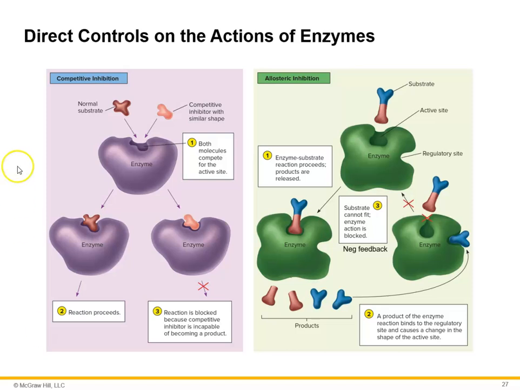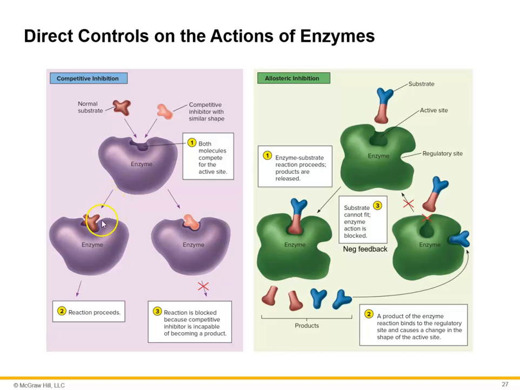So on the left here, we have an example of competitive inhibition. Here's your enzyme. Here's its active site. Notice the unique shape. Here's the normal substrate. Look at the shape of this substrate. You can see how it can fit into the active site. But so can the competitive inhibitor. So both molecules are competing for the active site.